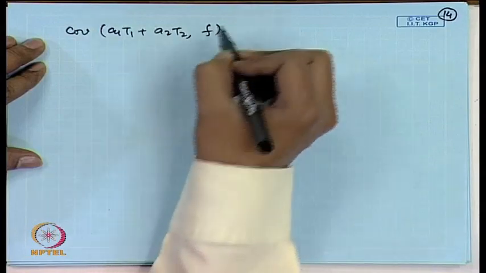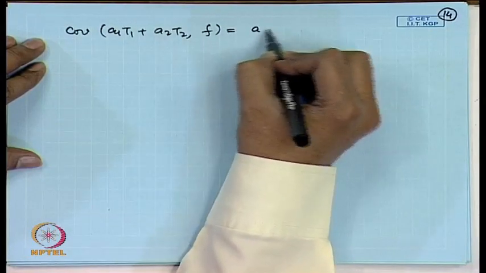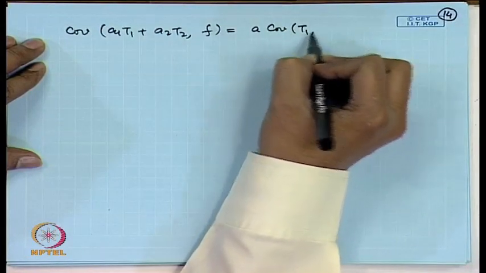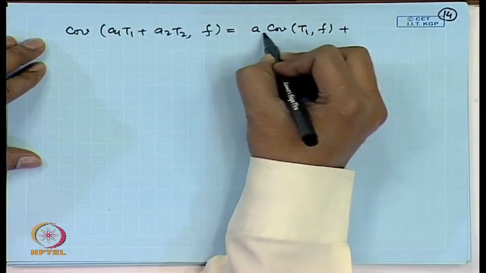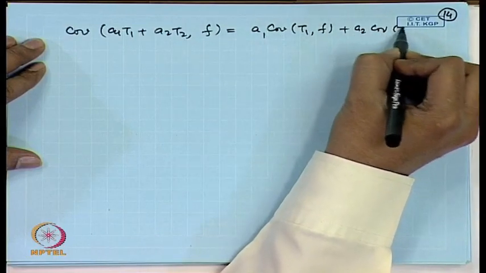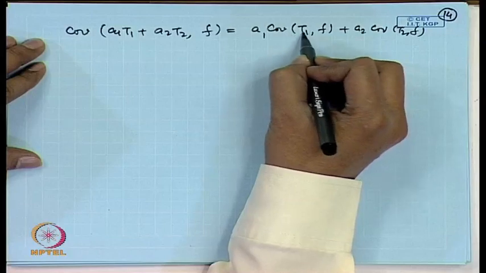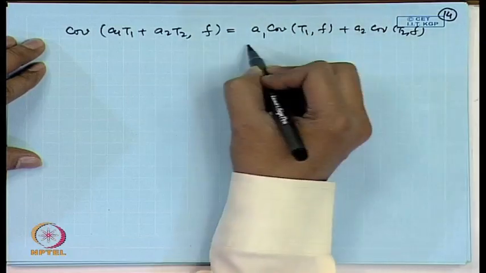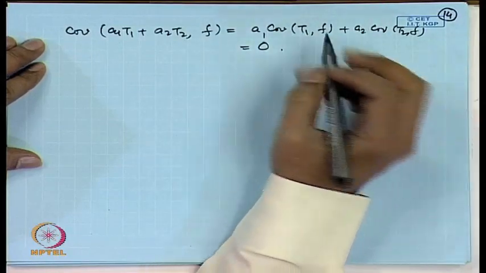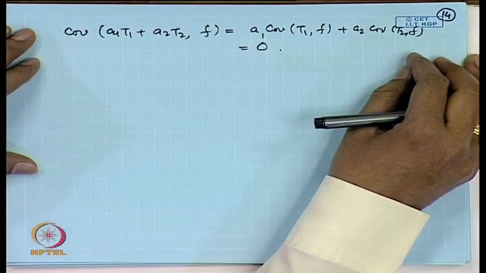In fact, one can look at a very simple proof of this. If I consider the covariance of a1 T1 plus a2 T2 with an unbiased estimator of 0, then it is equal to a1 times covariance between T1 and that estimator plus a2 times covariance between T2 and that estimator. Now, if T1 and T2 are UMVUEs, these are 0. So this is simply 0. So by the previous theorem, this result follows.